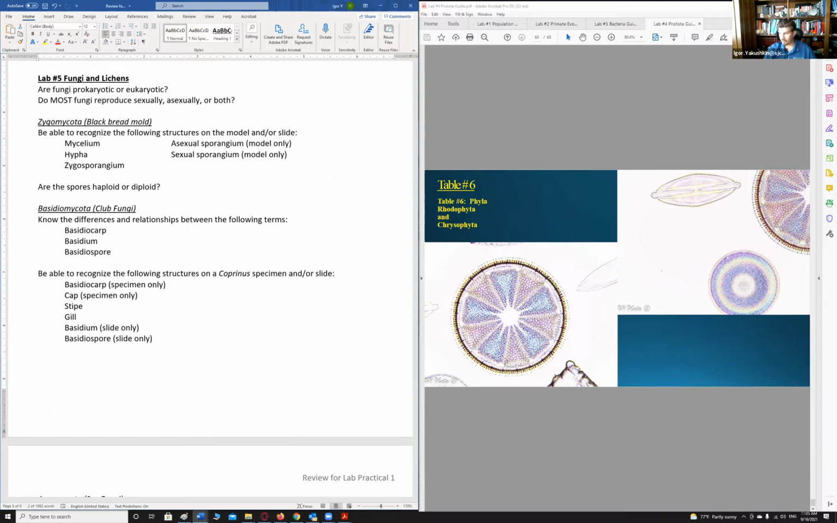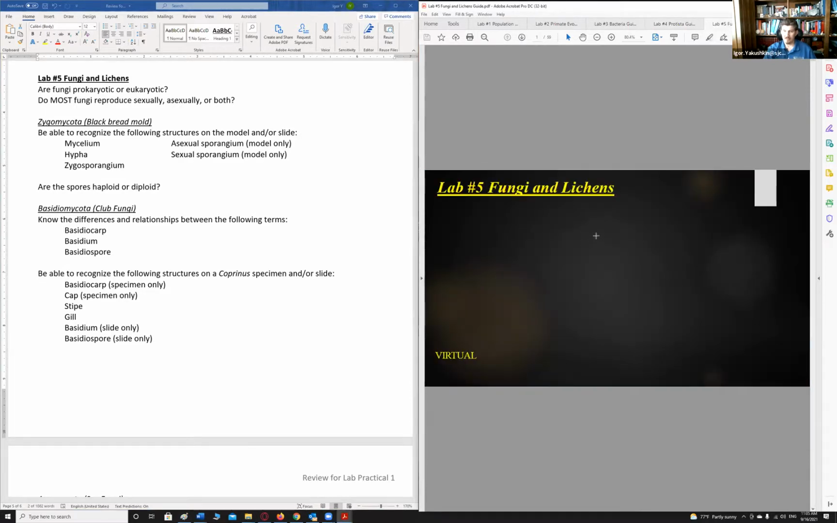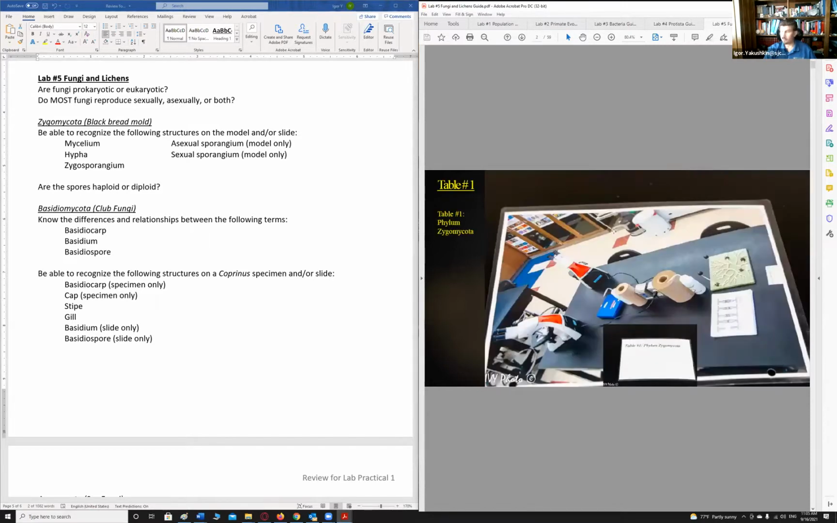Last lab was lab number 5. Let me pull the guide for it really quickly. All right, here we have the fungi and lichens. So again, remember, all of the classification is based on the structures for sexual reproduction. We're looking at the 4 major phyla: Zygomycota, Basidiomycota, Ascomycota, and Deuteromycota. The sexual structures will be called zygosporangium, basidia, ascus, and the Deuteromycota don't have, well, we don't know any sexual reproduction for that particular group.